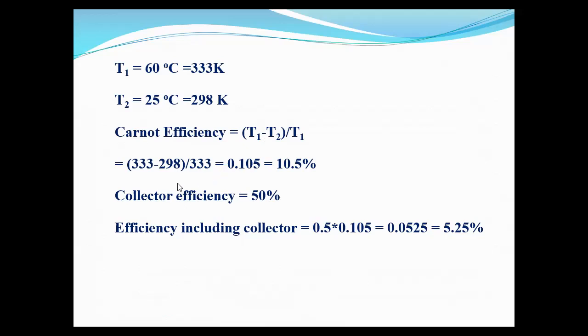Now, typically a flat plate collector at 60 degrees has an efficiency of 50%. So the overall efficiency of the low temperature solar thermal power plant is 0.5 into the Carnot efficiency. 0.5 into 0.105 is 0.0525, which means 5.25% is the efficiency of the low temperature solar thermal power plant. So the efficiency is very low because the temperature range is low.